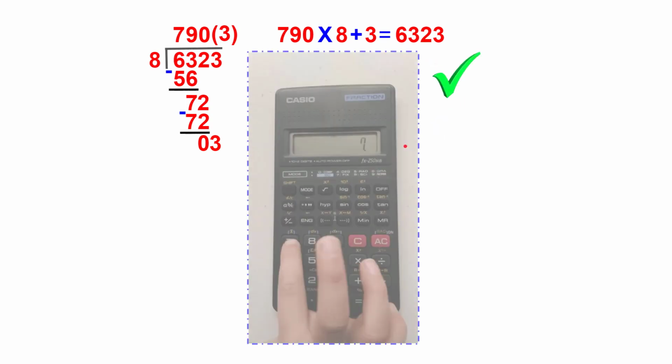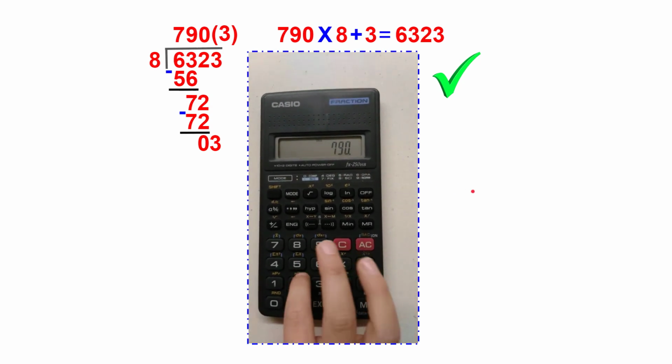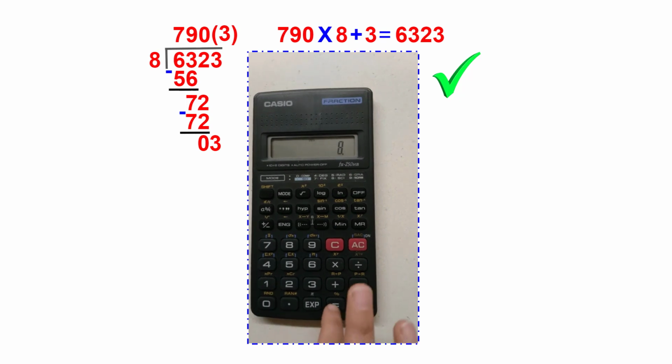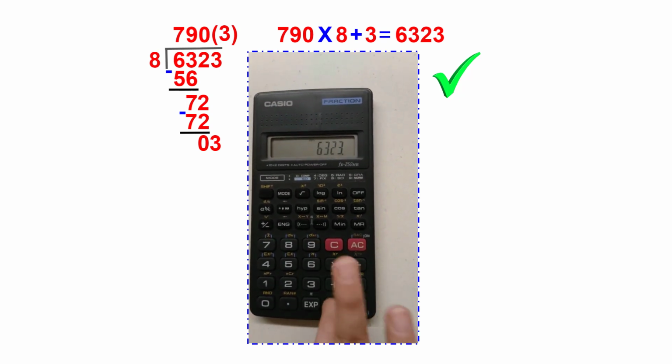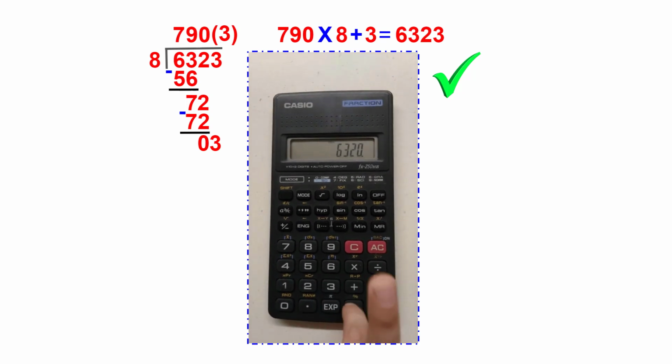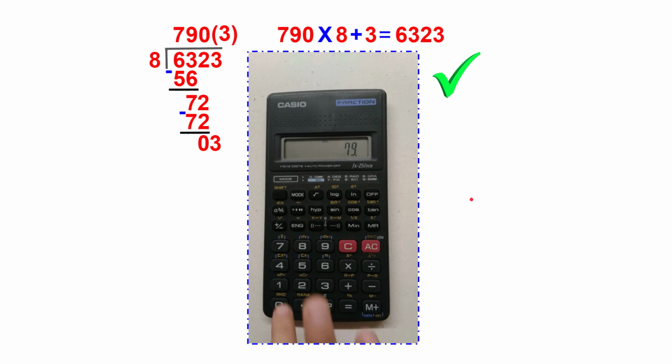Let's check ourselves. 790 times 8 plus 3 is 6,323. Let's check it with a calculator as well. 790 times 8 plus 3 is 6,323, which is great. Exactly what we needed.